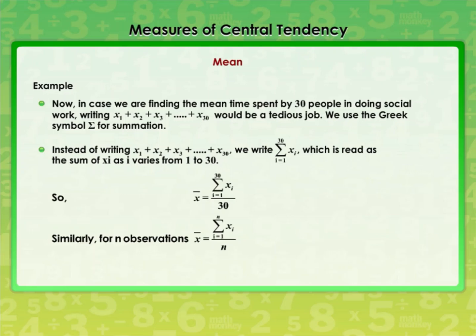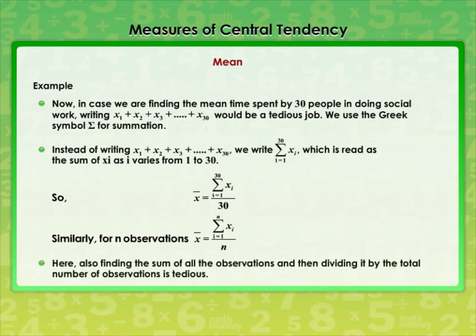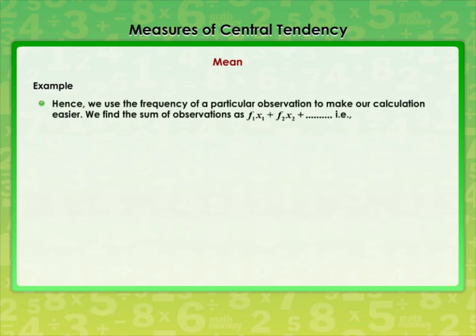So, x bar is equal to sigma i equals 1 to 30 xi by 30. Similarly, for n observations, x bar is equal to sigma i equals 1 to n xi by n. Here also, finding the sum of all the observations and then dividing by the total number of observations is tedious. Hence we use the frequency of a particular observation to make our calculation easier.